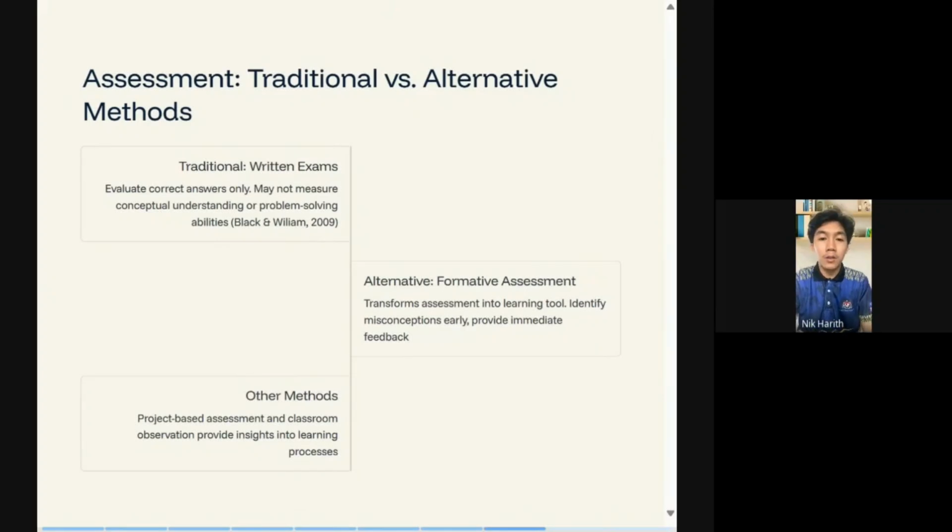Okay, now I will talk about issues in probability, assessment, and conclusion. The final mathematical domain that we will discuss is probability. Probability focuses on predicting the likelihood of events.